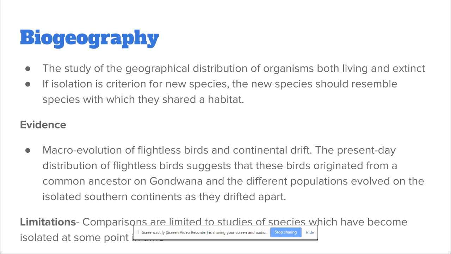So they once had a common ancestor, but as they've moved into isolated pockets, so Australia being isolated, New Zealand being isolated, they have in fact evolved to become different. Some limitations of this method is that it's limited to the species which have become isolated in time, and therefore those which we know were isolated, and is only useful for organisms that have undergone that type of natural selection.